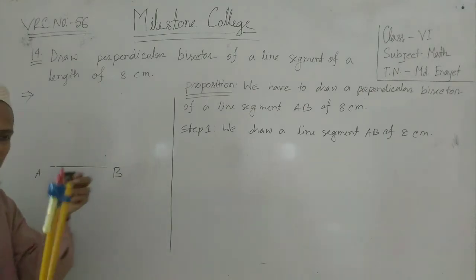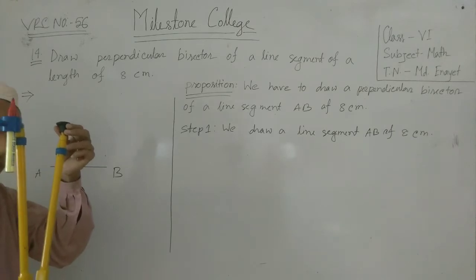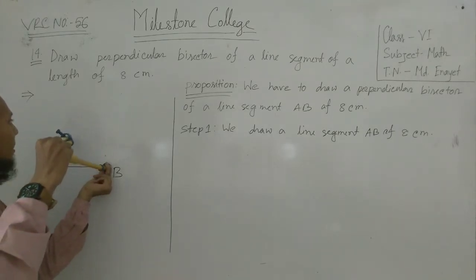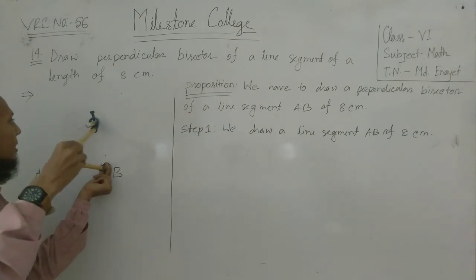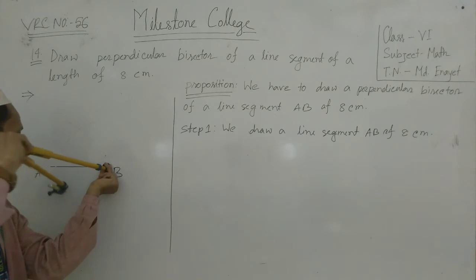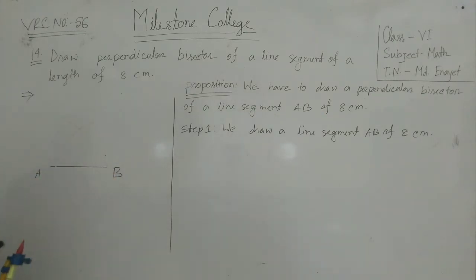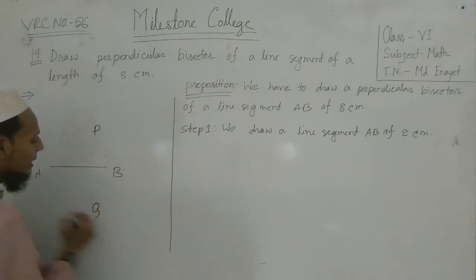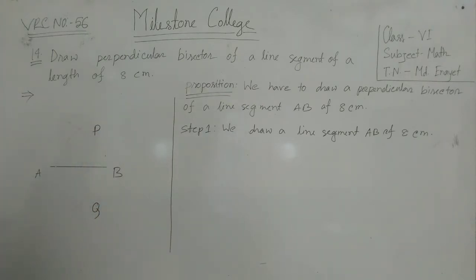Now, with the same radius, this time we take B as center. Draw another two arcs on both sides of AB, and these two arcs intersect the previous arcs at, say, P and Q. I am going to write this step.